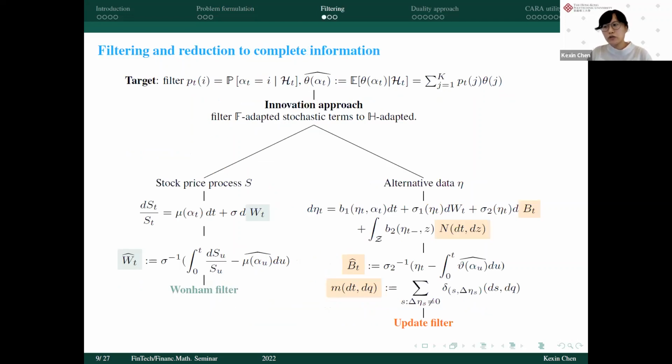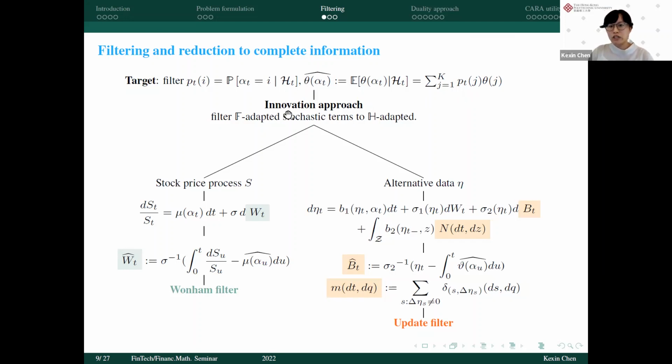So we start with the filtering problem, which will reduce our optimization problem to the complete information one. So the target is to derive the conditional probability of the hidden state alpha given available information H. We refer to it as the filter process and denote by pi_t^i the probability that alpha_t equals i given the available information up to now. And as a result, we can express the estimated version of functions of alpha as functions of pi_t.